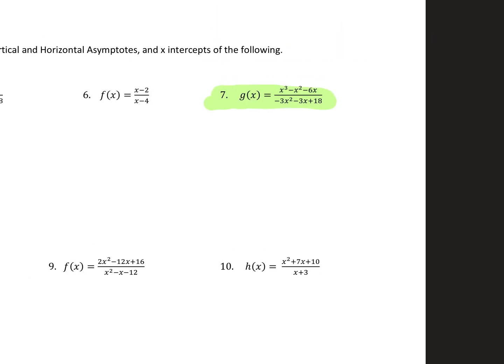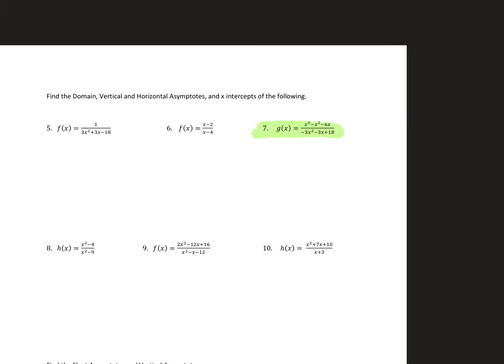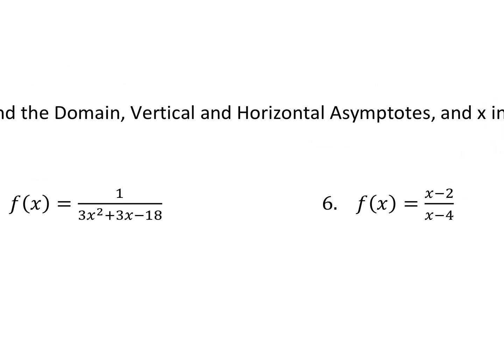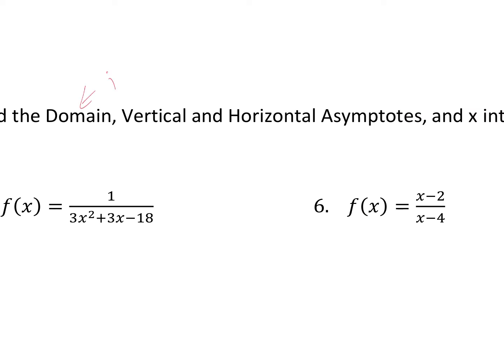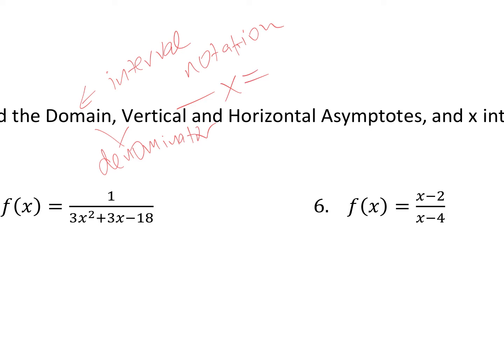Okay, we're back. So if you have a question, you're going to have questions that just say, tell me the domain and the vertical asymptotes. That's when you're like, oh, okay, domain, I have to write it in interval notation, right? Interval notation. Vertical asymptotes and domain go with the denominator. And when I write my vertical asymptote, it's going to be what letter? X equals. You have to have that.